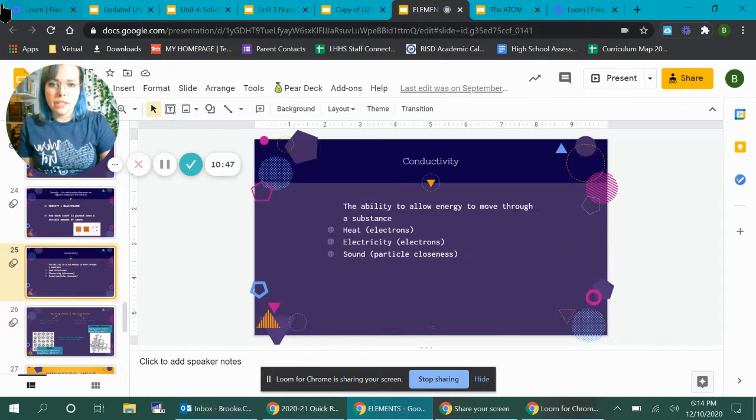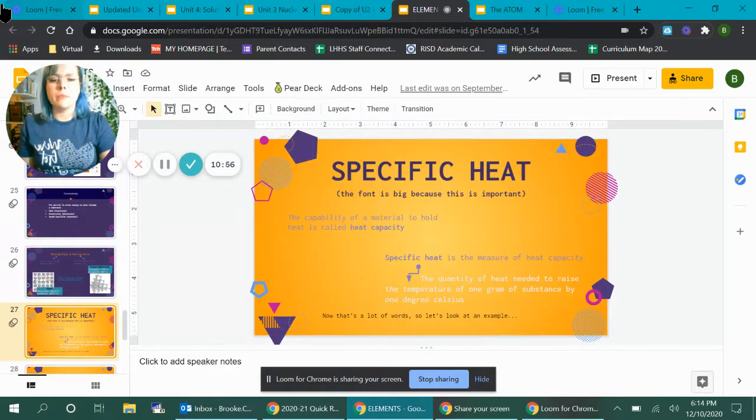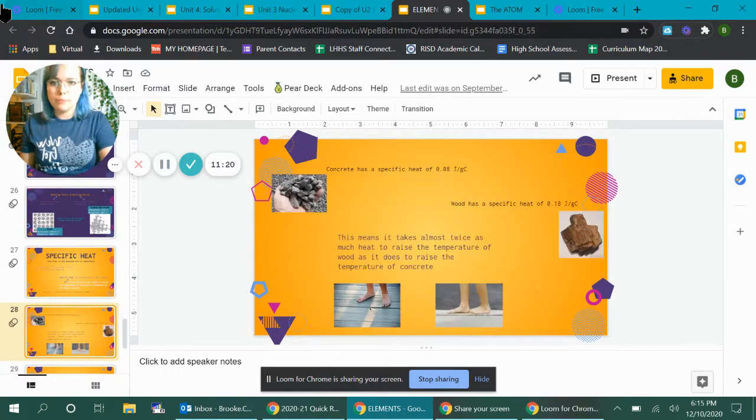Talked about conductivity. So remember heat, electricity, and sound can move through substances, and they can move through metals best. We know about melting point and boiling point. Okay, specific heat is kind of the last thing I wanted to say. Remember, the capability of a material to hold heat is heat capacity, and then specific heat is a measure of heat capacity. So how much heat do we need to raise the temperature of 1 gram of substance by 1 degree Celsius? So how easy is it for something to heat up, right?